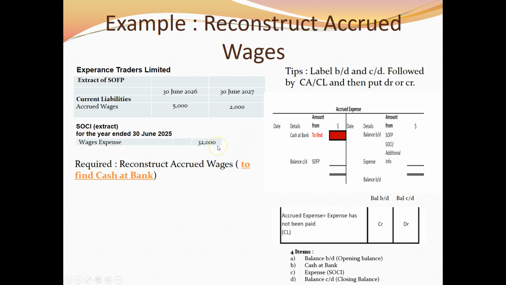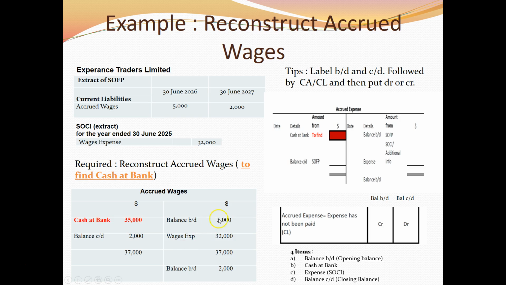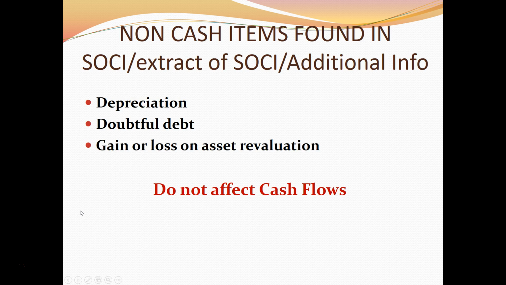And then when your wage expense comes in, never write expense first, always write where's your cash at bank. When you make payment, credit cash at bank, so debit this account, the accrued expense account, then only opposite sign write your expense, which is 32,000. So you have done it correctly. Opening balance, closing balance. Write your cash at bank first, leave it empty, and then write the opposite sign of your cash at bank, which is your wage expense, 32,000. Then you know how much you actually pay for your wages, which is 35,000.